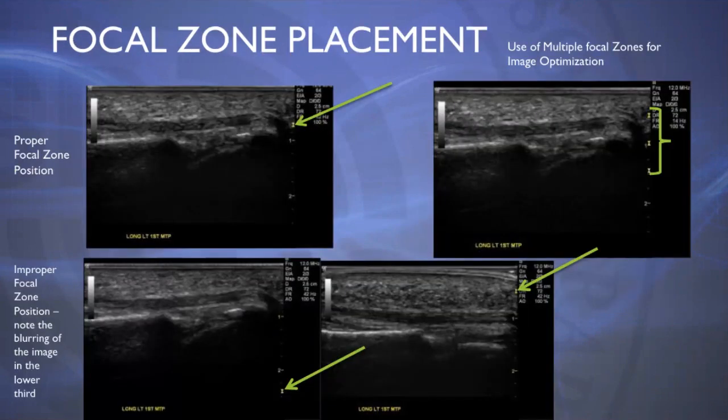These are all examples of focal zone placement. The image on the upper left is showing you proper focal zone placement, where we can see that the focal zone, there's only one, but it's set right at the level of our tendon. Moving down to the lower left image, we can see that the focal zone is set improperly and it's set too deep. And then the image more in the bottom middle is showing where the focal zone is set too high. And then the upper right hand image is showing you multiple focal zones that are being utilized here.